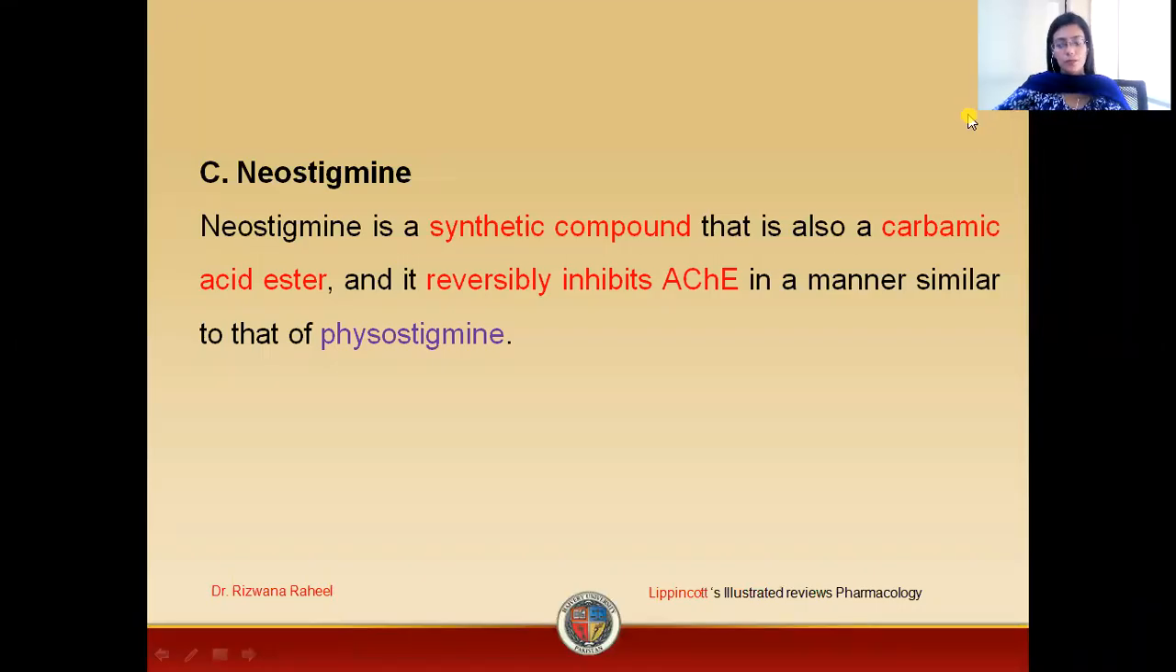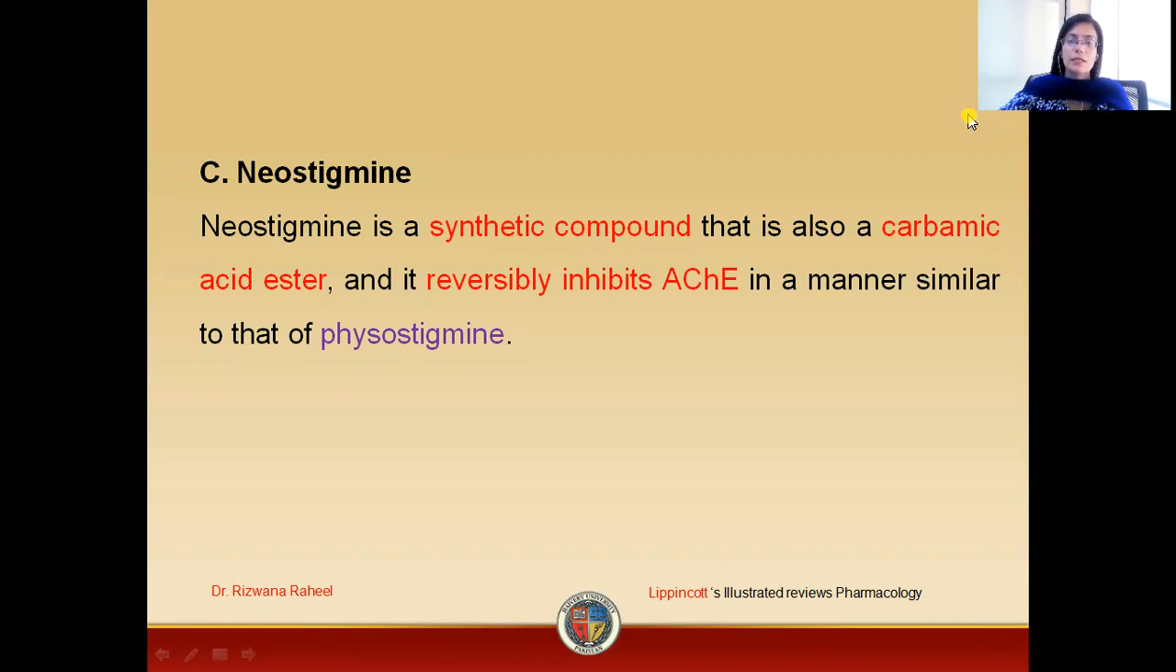Now students, in today's lecture, we are going to study another indirectly acting cholinergic drug, another agent that has the ability to inhibit the enzyme acetylcholine esterase, that is neostigmine. So, neostigmine is basically a synthetic compound. It is a carbamic acid ester. It reversibly inhibits the enzyme acetylcholine esterase.